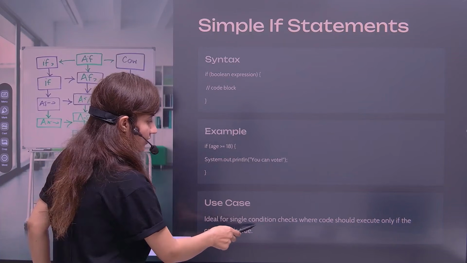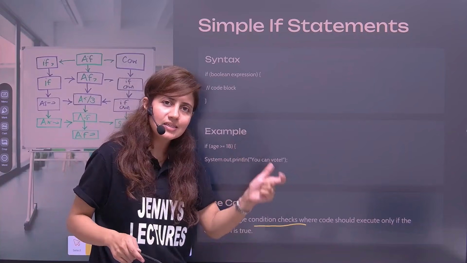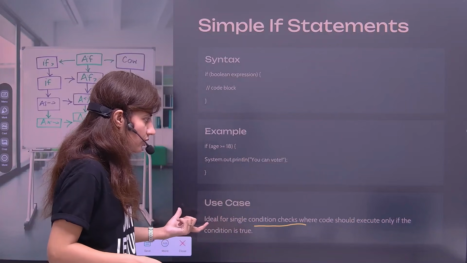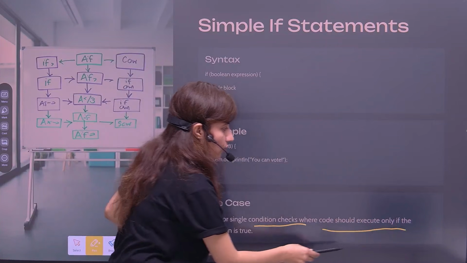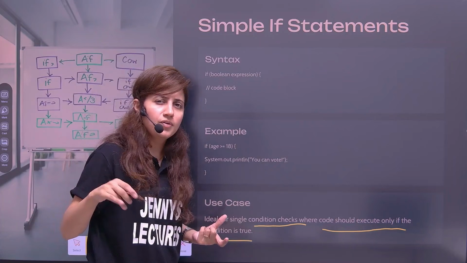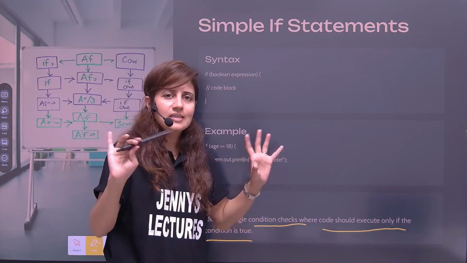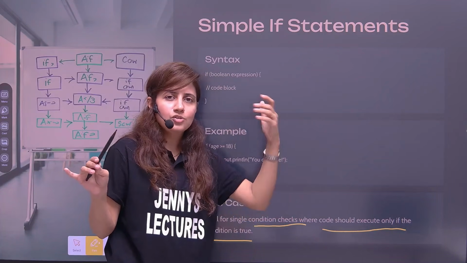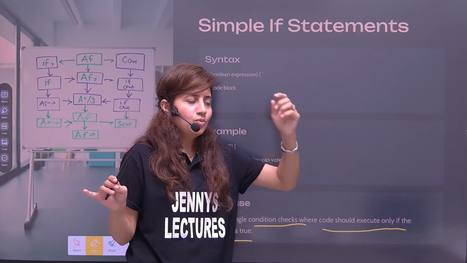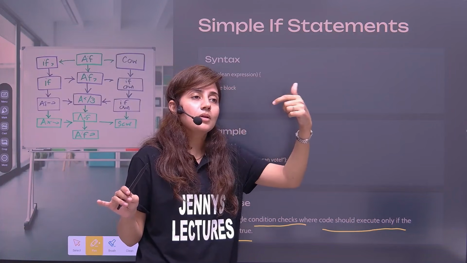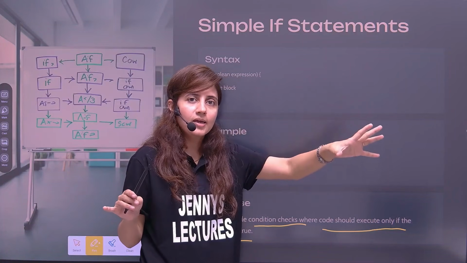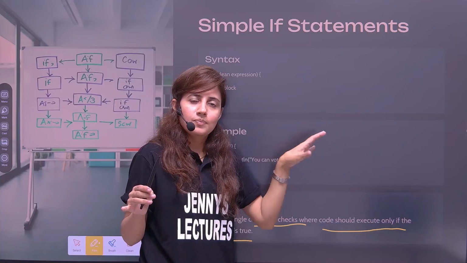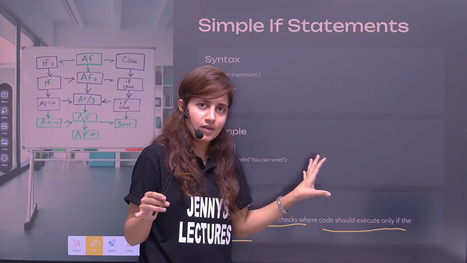It's ideal for a single statement check. If you have only a single statement, you can check using this, where the code should execute only if the condition is true, otherwise skip the code. That's it. Only a single statement. No otherwise, nothing else. Like your mom says, you go to the supermarket, if oranges are available, buy, otherwise come home. Then simple if is okay, fine.